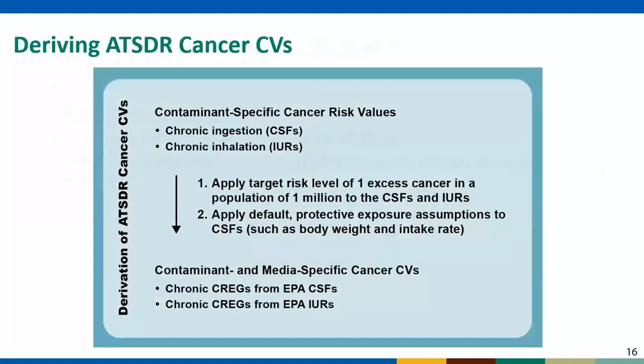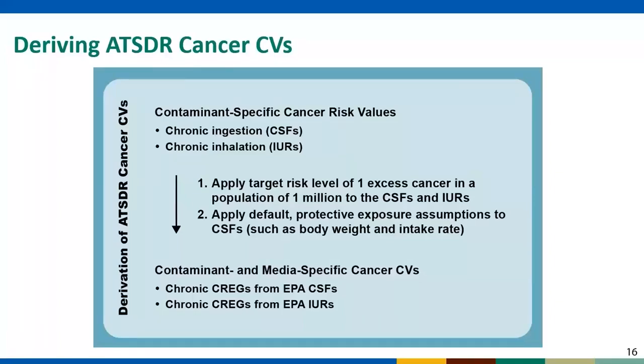Here is a graphic showing the derivation of ATSDR's cancer CVs, the CREGs. In developing our CREGs, like our non-cancer CVs, we're assuming that 1, exposure occurs through contact with a single medium; 2, exposure occurs to a single contaminant; and 3, exposure is only resulting, in this case, in cancer health effects. Again, we start by using the appropriate cancer risk values, which are EPA's CSF and IUR.